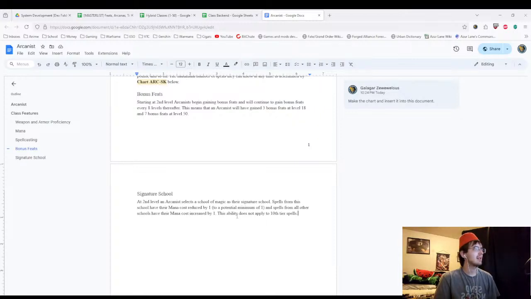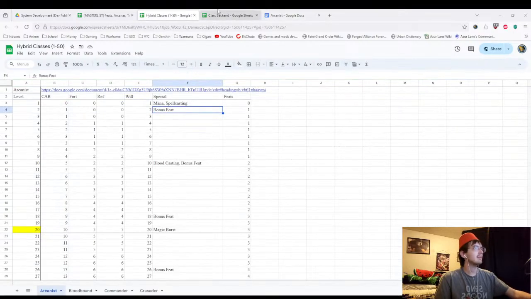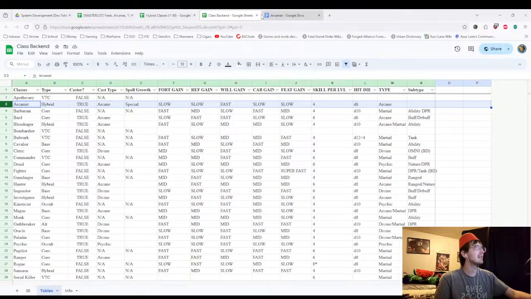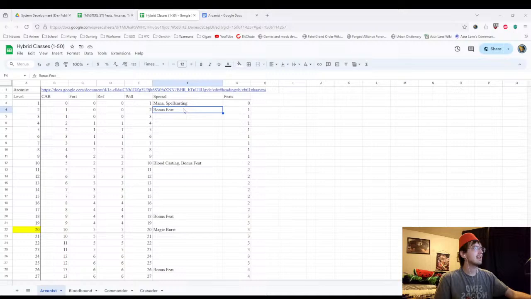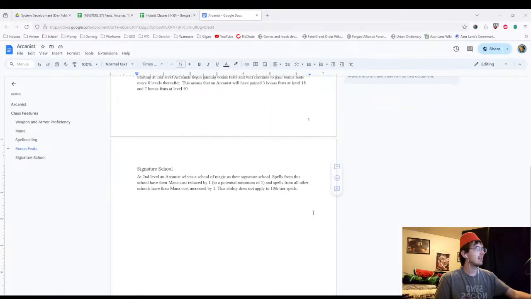Does not apply to 10th tier spells. Right, signature school, easy stuff. Also, I don't really need the class backend because I've already got that stuff mixed in. So signature school. We're moving right along to level 3.